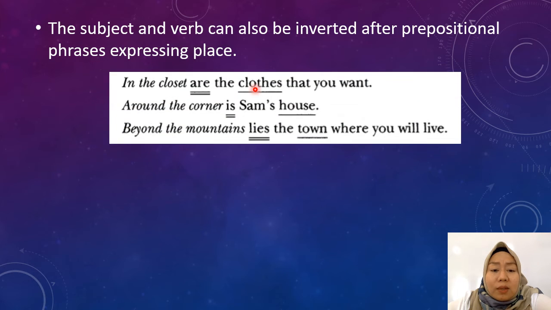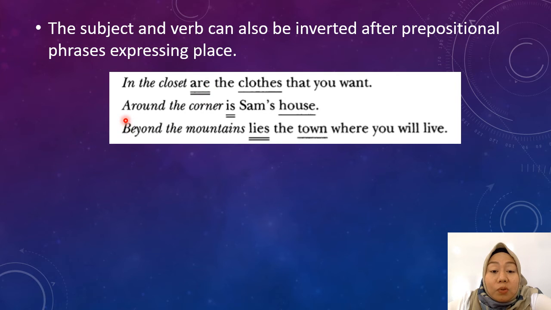Let's take a look at the example. In the closet are the clothes that you want. See, in the closet is the prepositional phrase expressing place, and then we have the verb are, followed by the subject, the clothes. See, the subject is plural, so the verb is also the plural form.